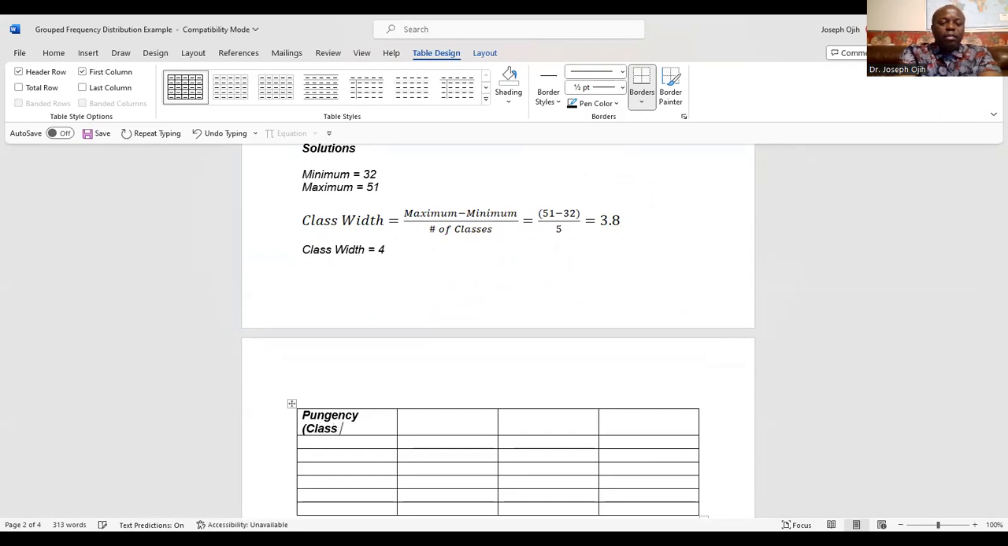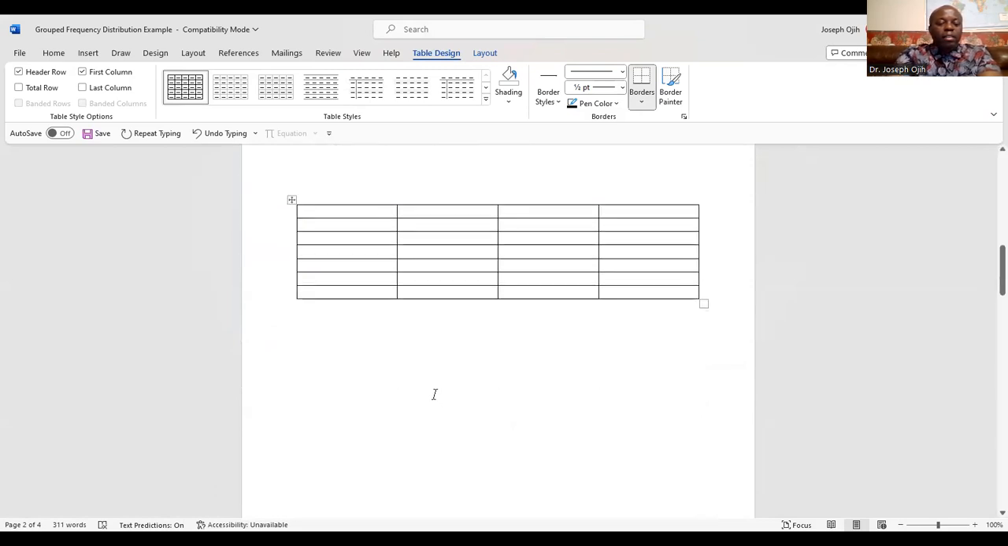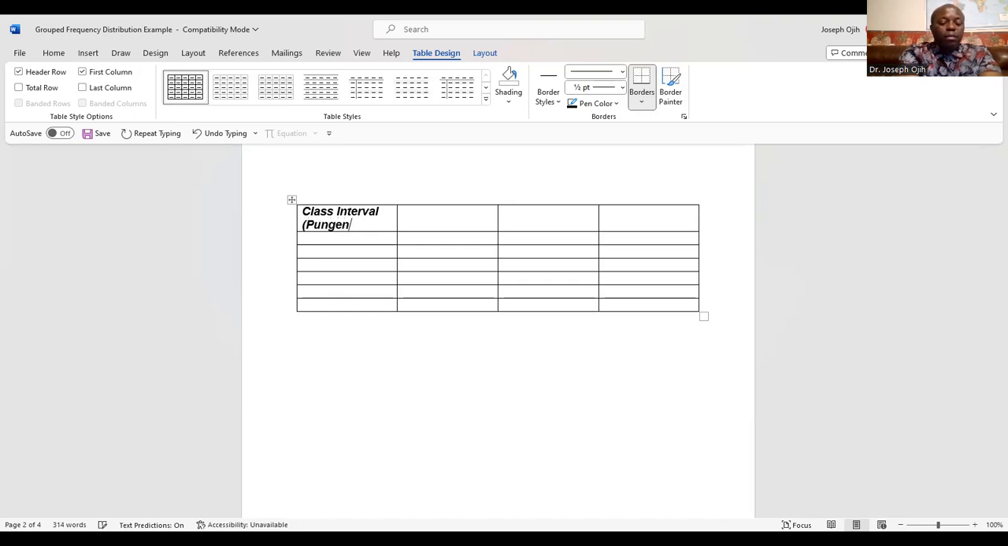Class interval. Okay, you know what? I'm going to put class interval first. Make it here, class interval. It will represent thousands of pungencies, okay? And we need 5 classes. 1, 2, 3, 4, 5. Let me just add 1, just in case. Then we have our frequency, which we represent with F. That will be the smallest column we have.